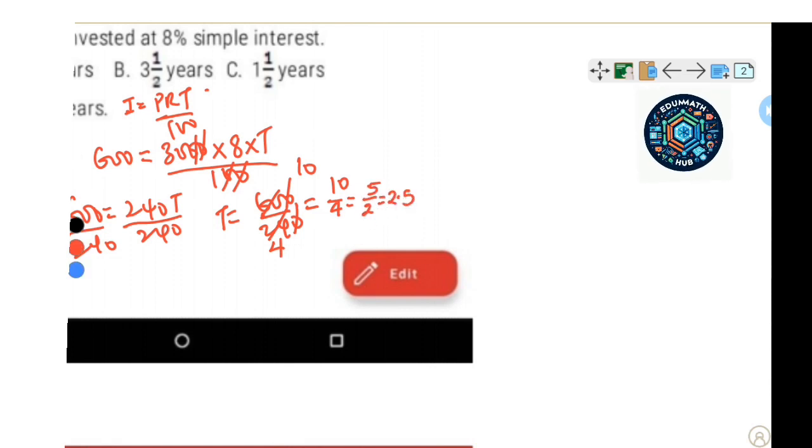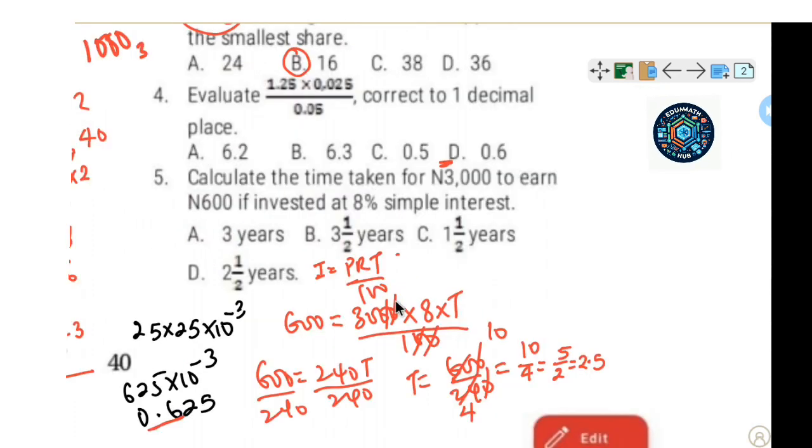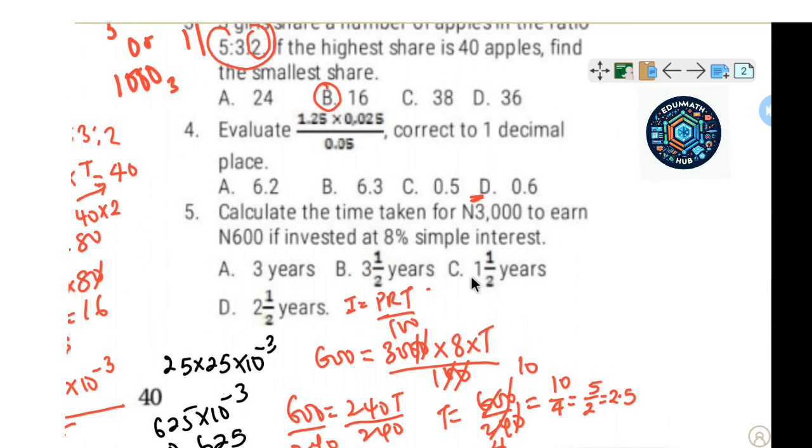So go to your option and look for 2.5 there. If you check the options carefully, you see that this is 2.5 here. So this is the answer to that question. Okay, so let's move on to the next question.